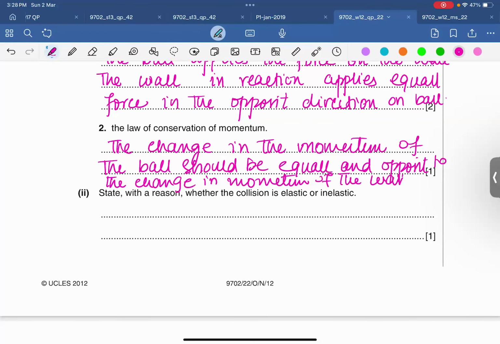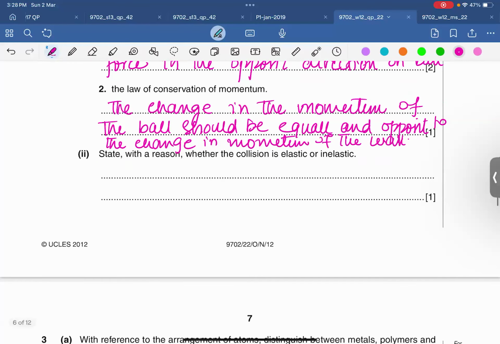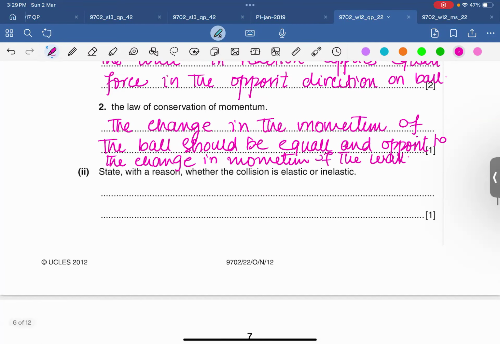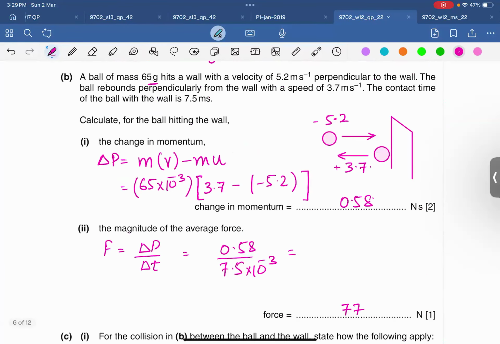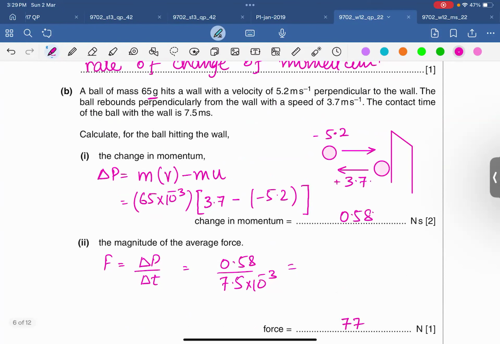Is that clear, guys? And Nabil, what do you say if they ask you about the elasticity of the collision? Any idea? Elastic collision. How? Wait, guess. It rebounded. No. Kinetic energy is conserved. How? How can you say kinetic energy is conserved? You did the calculation?